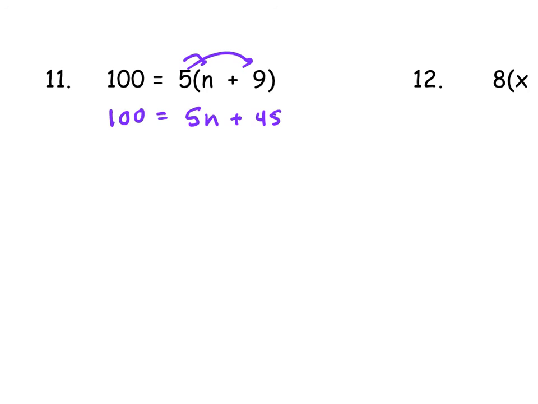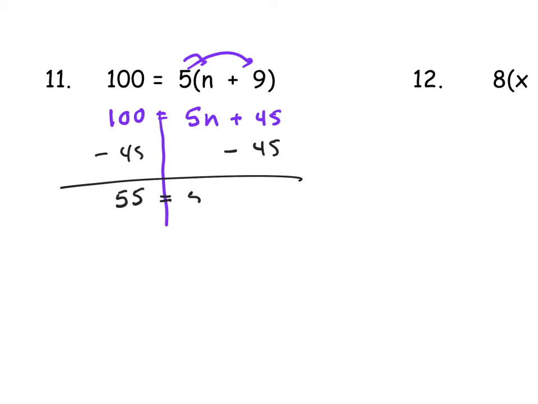This is what it would look like if we left it without switching sides. Let's go ahead and try to solve it as is. We're going to build our wall. What do we do first? We need to take away 45 on both sides, leaving 55 on the left and 5n on the right. What's our final solving step? We divide by 5 on both sides, and the result is 11 equals n, or n equals 11 if you decide to switch sides.